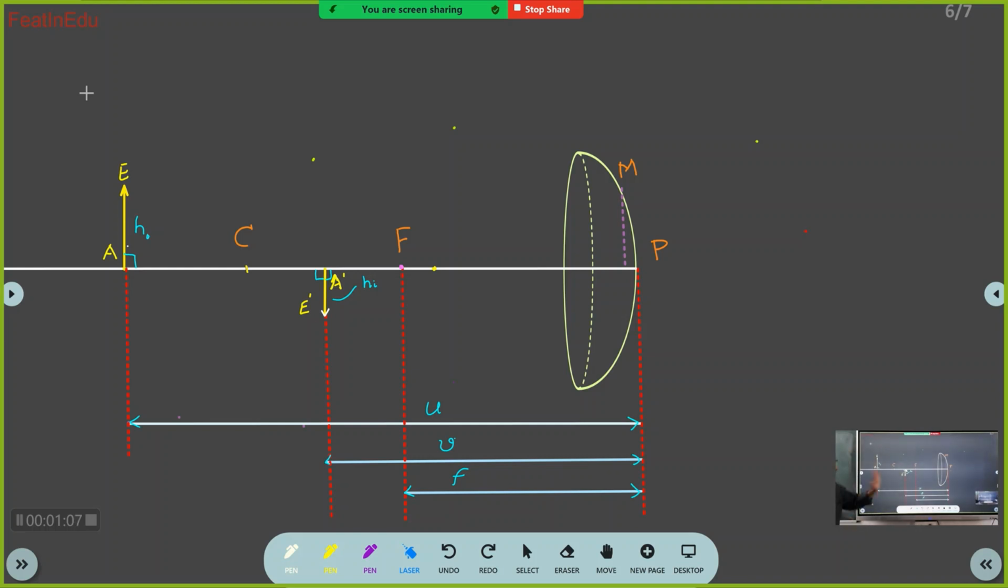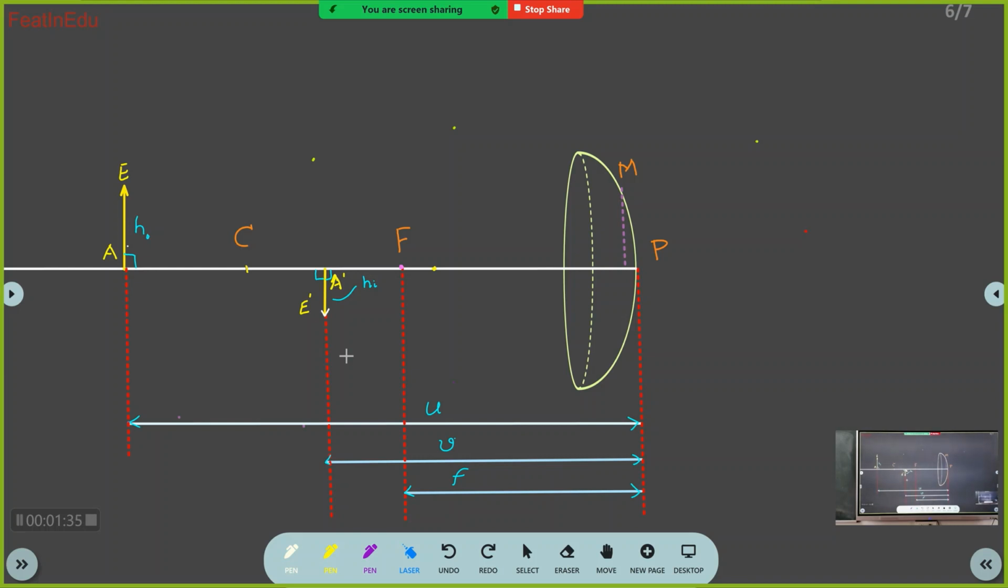Okay? So this is the basic diagram. What you see here is the object AE and its corresponding image A dash E dash. Now, what is our job? Why have we all assembled here today? What is the purpose of this class? To derive. Derive means what? What exactly are we going to do? The relationship between object distance and image distance.